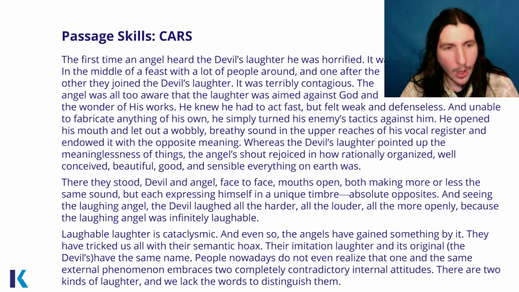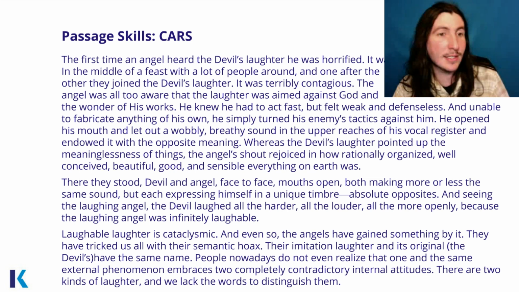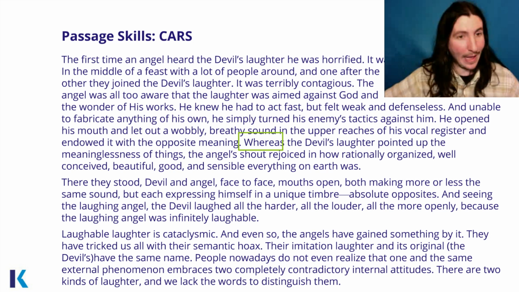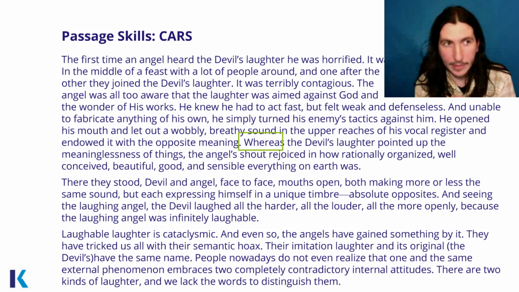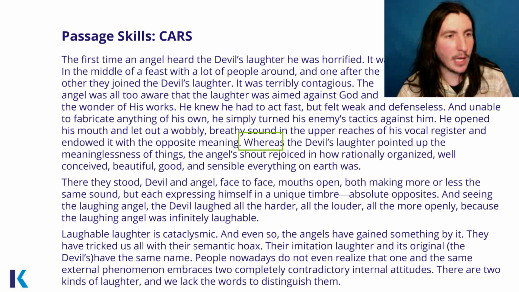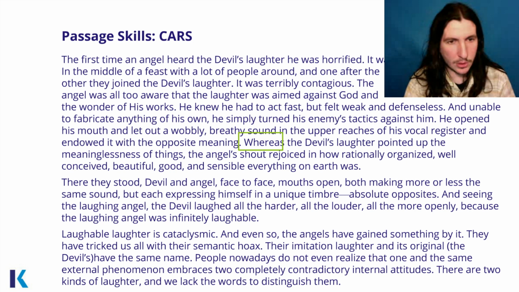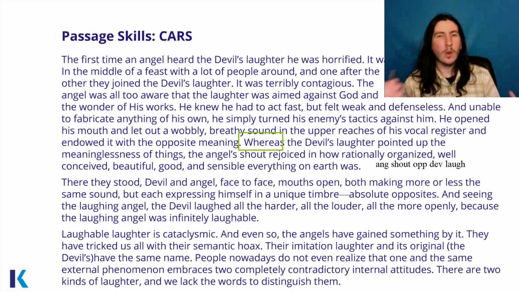If you scan through, look for it, you'll see it, because these important words tend to be like that big "but" at the beginning of a sentence. Whereas the devil's laughter was about the meaninglessness, the angels' shout rejoiced in how rationally organized and sensible everything on earth was. So the angels' shout is the opposite of the devil's laugh. I don't even need to know the story to know that that's what is said there in that sentence, and that's the important thing.